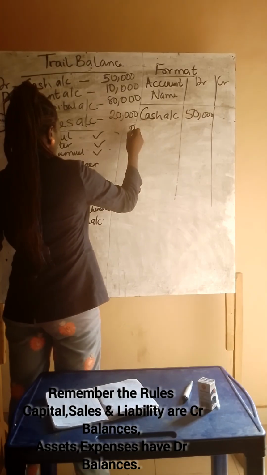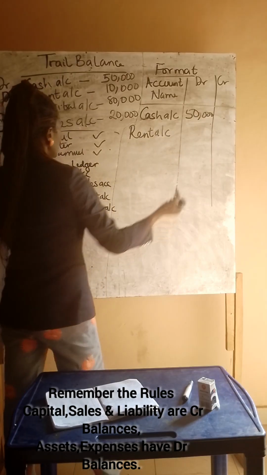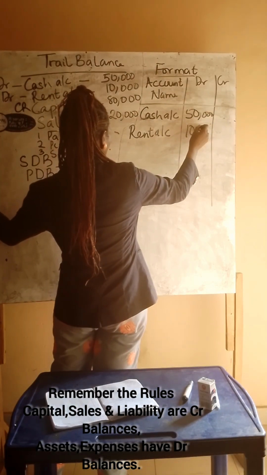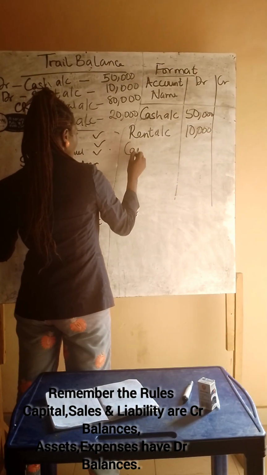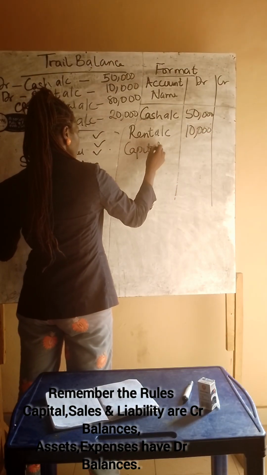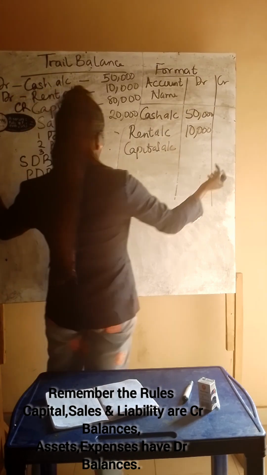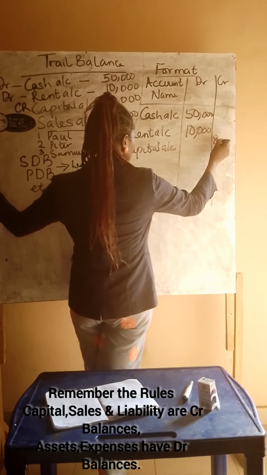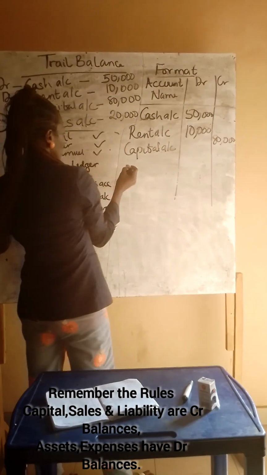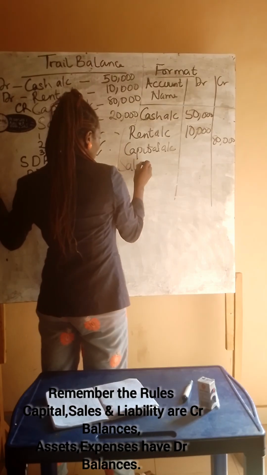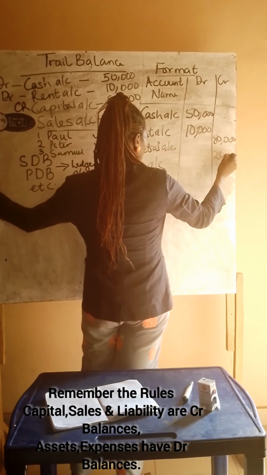Our rent account has 10,000 naira. Then we have our capital account, which is a credit balance. So it goes to the credit side, and that is how much? 80,000 naira. Sales too is on the credit side, so the name of the account is sales account. How much is that? 20,000 naira.